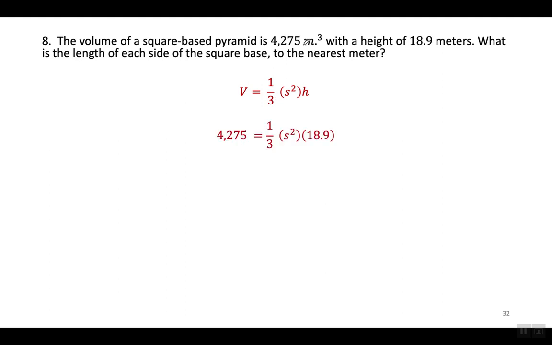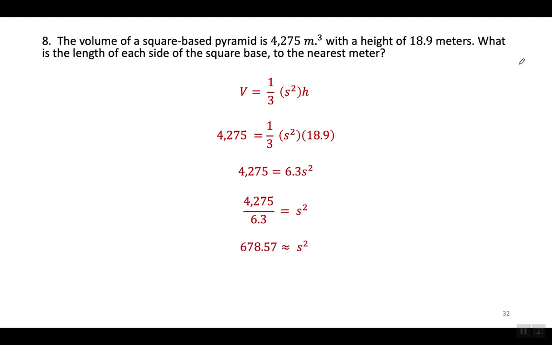We know the volume of the pyramid is 4,275 cubic meters, so that's why I wrote that here. And we know the height of the pyramid is 18.9 meters. So we plug those in. Now use your algebra skills to isolate the s. 1/3 of 18.9 is 6.3. Now divide by 6.3.